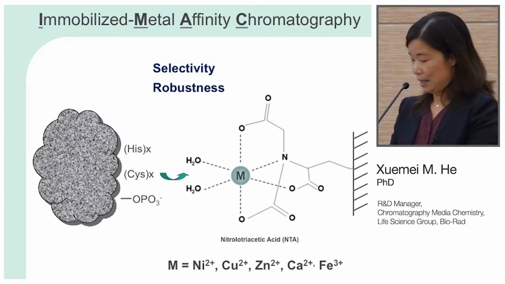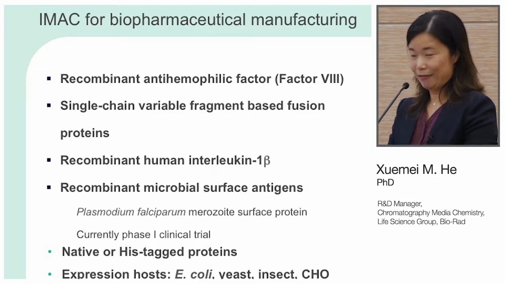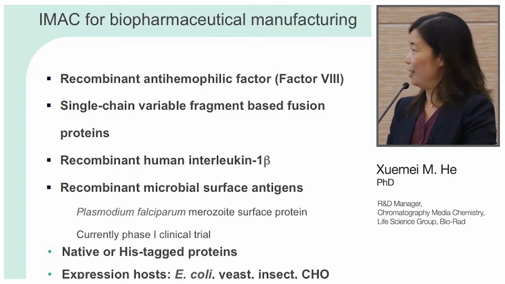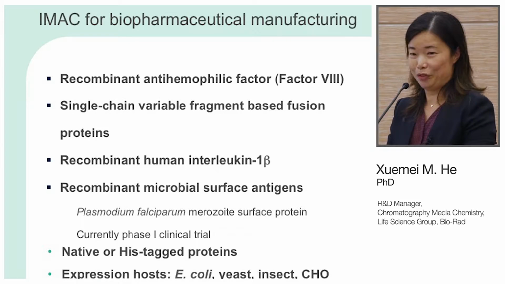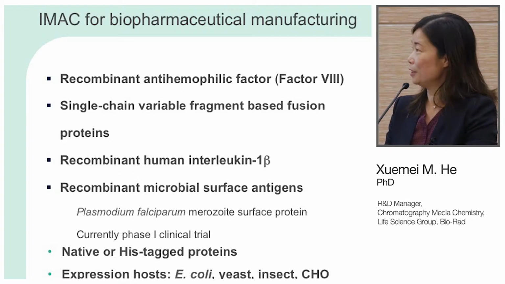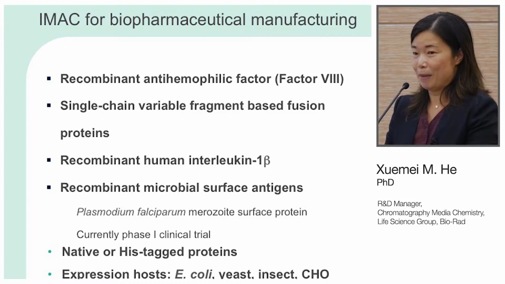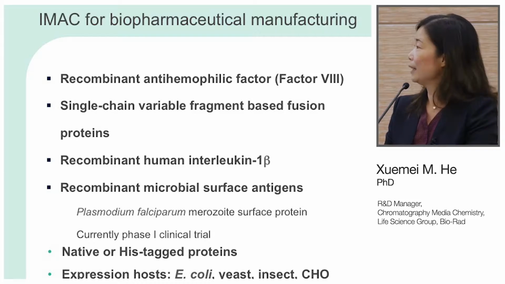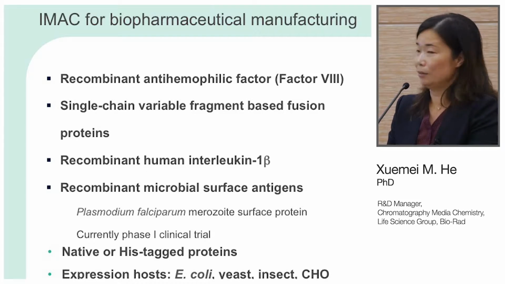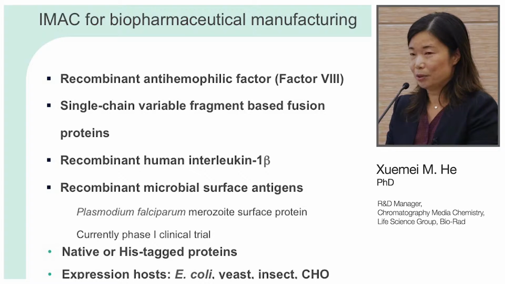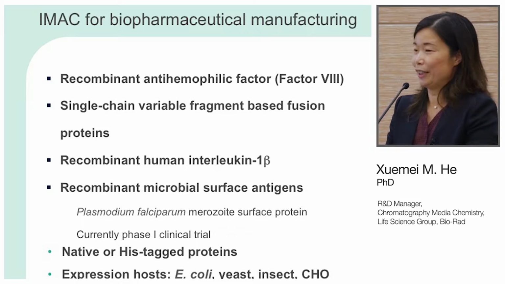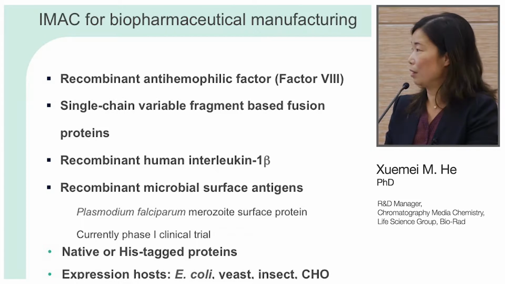and then elute the target molecule from the resin. Although we use this a lot in the lab, in fact in manufacturing, we have cases like recombinant factor A, where affinity chromatography was used as one of the purification steps. We have also seen some single-chain variable fragment-based constructs, in which IMAC was used as the first step for capturing. And lately we saw cases, for example, where recombinant human interleukin-1 beta was purified using IMAC. The latest report I saw is a 50-liter column for the capturing of this molecule. And some of the vaccines in clinical trials are also purified using IMAC affinity chromatography.